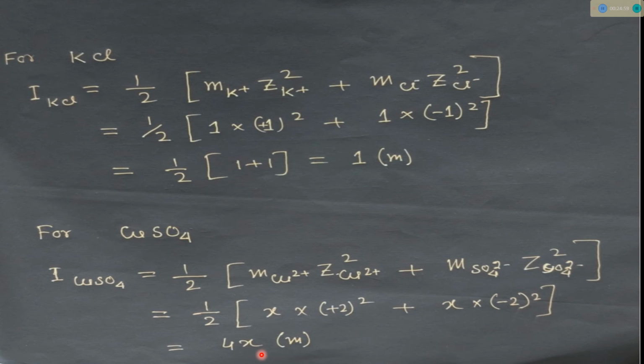Now we have to find the value of X. For every ionic species, cation and anion, the concentration should be the same, since these are strong electrolytes. For copper sulfate also, the question gives X molar copper sulfate solution. That's why in place of molality we put X molar here, and 1 molar for KCl. The charges here are plus 2 and minus 2. So we got 4X as the ionic strength of X molar copper sulfate solution.